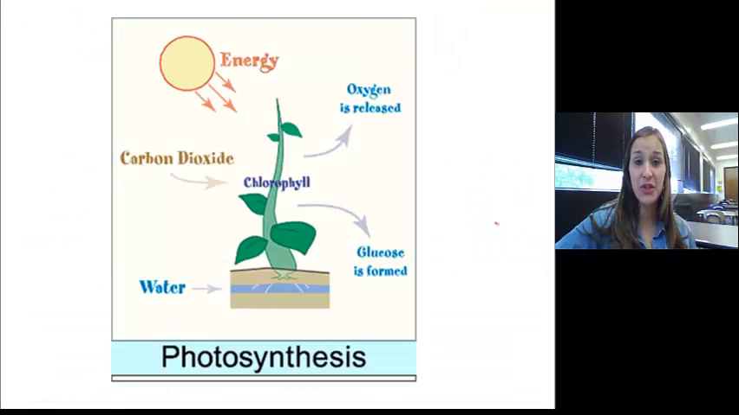Here's another illustration of what is used in photosynthesis. You use the light and the water and the CO2, meaning carbon dioxide, since that's what we breathe out, to make sugar, glucose, and O2, oxygen.